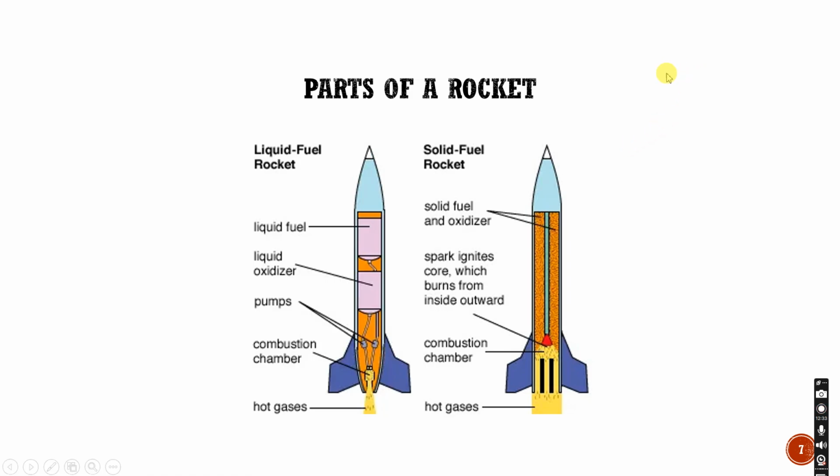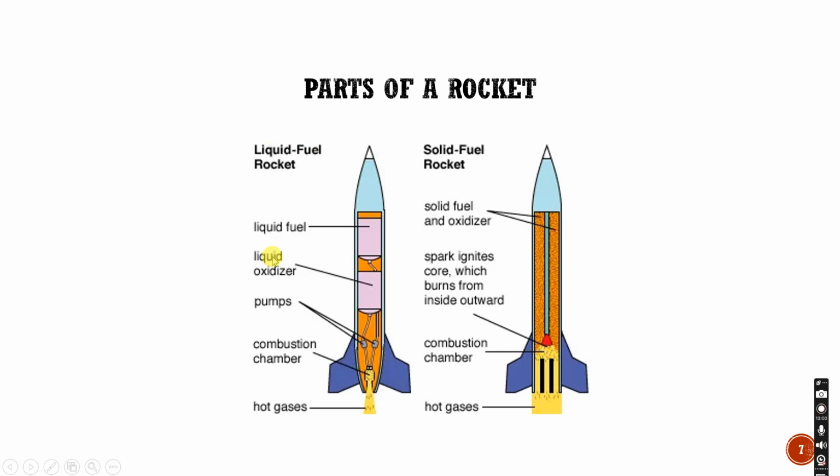Okay, so now we know about aircraft. Now let us look at what the different parts of a rocket are. Rockets can again be classified into different types. Just as we have different types of aircraft, there are different types of rockets. There are mainly two types of rockets, that is, liquid fuel rockets and solid fuel rockets. These are the parts of the liquid fuel rocket, and this is the part of the solid fuel rocket.